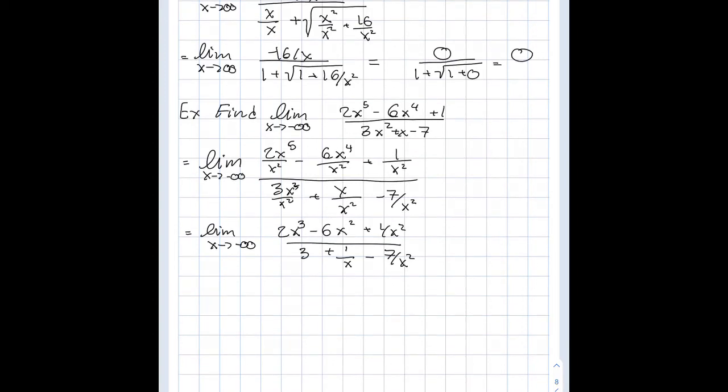Alrighty, so then we apply our limit, and we'll get 2x cubed. You'll have like negative infinity cubed, so that's going to equal negative infinity, minus, I think that is minus a negative infinity cubed, an infinity, plus 0 over 3 plus 0 plus 0.